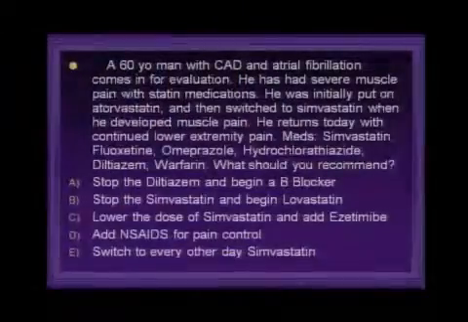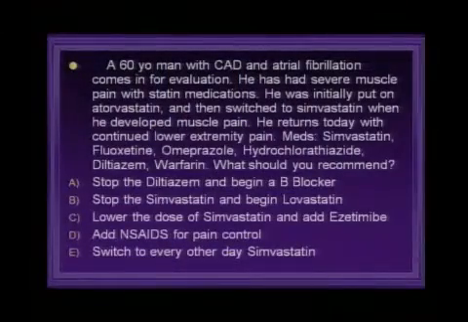A 60-year-old man with coronary disease and atrial fibrillation comes in for evaluation. He has had multiple muscle pain with statin medications. He was initially put on atorvastatin, then switched to simvastatin when he developed muscle pain. He returns today with continued lower extremity pain. His meds are simvastatin, fluoxetine, omeprazole, hydrochlorothiazide, diltiazem, and warfarin. What should you recommend for him?